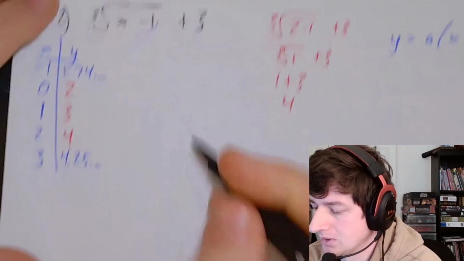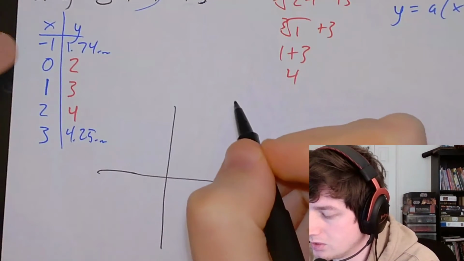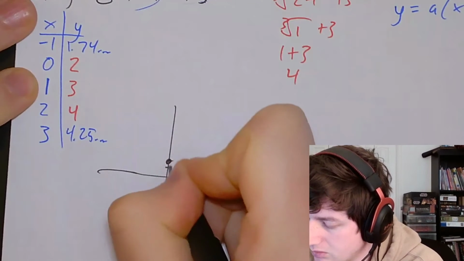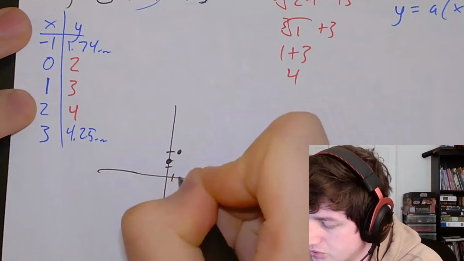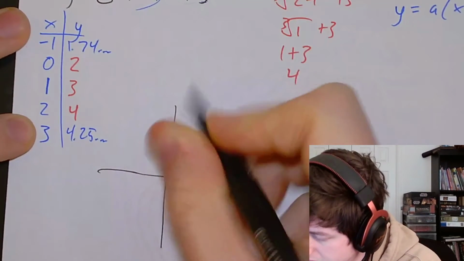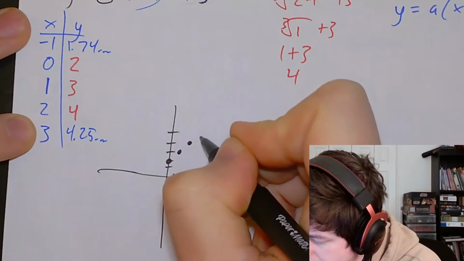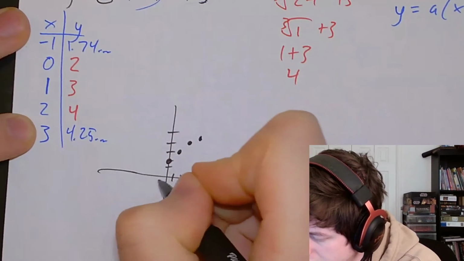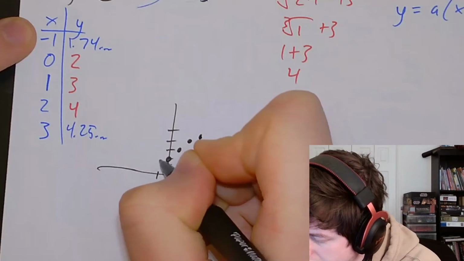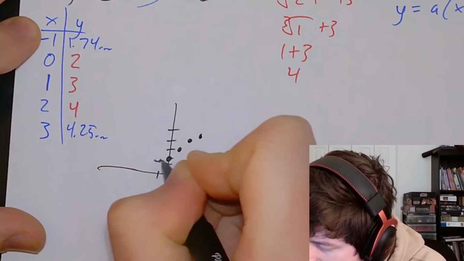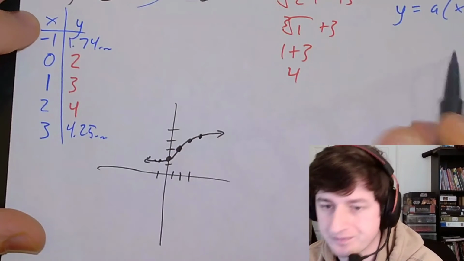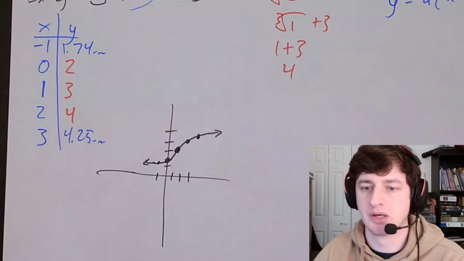Yeah. So then we graph those. So 0, 2, 1, 3, 2, 4, 3, 4.25 is like here-ish. I don't know. And then -1, 1.74 is like here. And so our graph goes like this. And this point is the center. Not the best curve, but close.